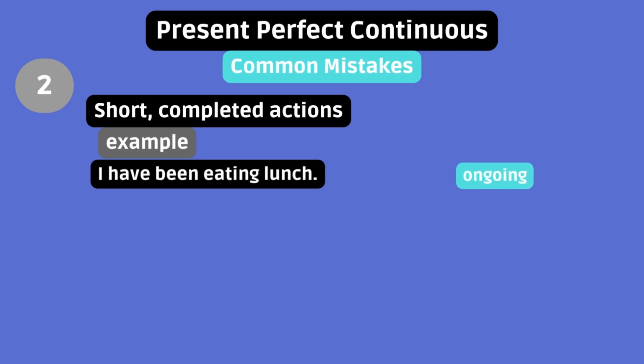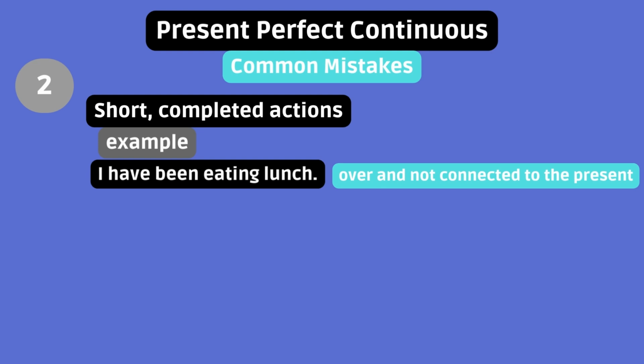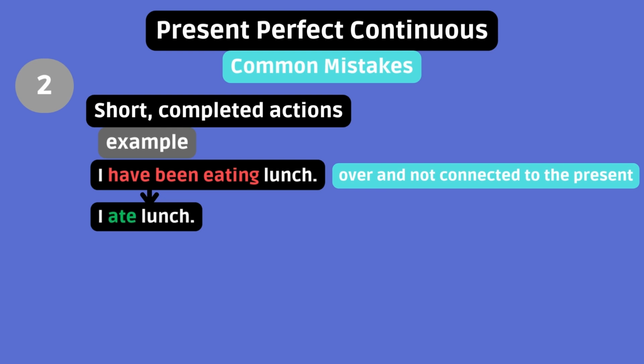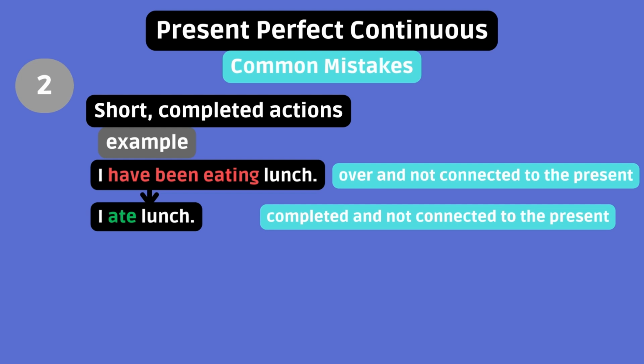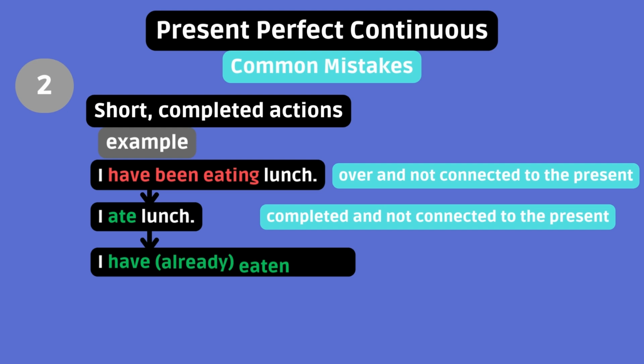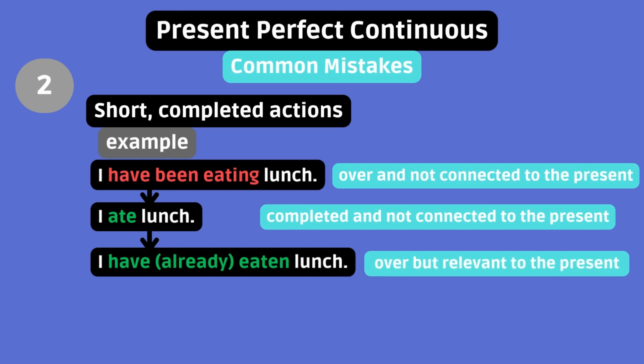If the action is over and not connected to the present, then it's wrong. It's all a matter of context. I ate lunch implies the action is completed and not connected to the present. I am back in the office doing work after lunch. I have already eaten lunch implies that the action is over, but is relevant to the present. I'm answering a colleague asking me if I want to grab a bite with him.